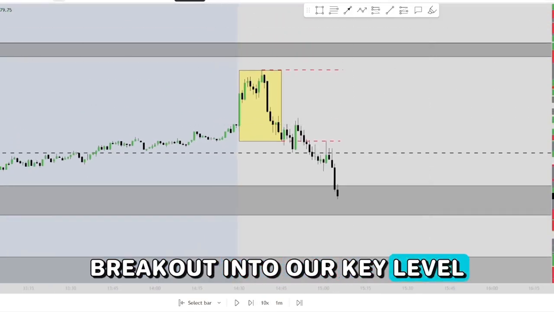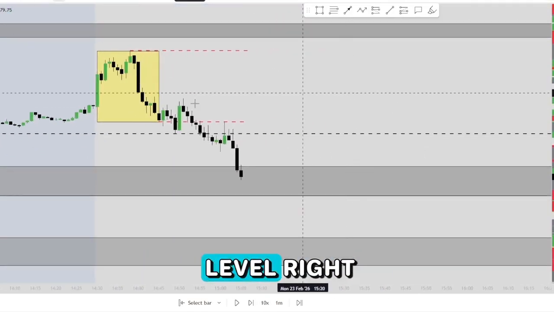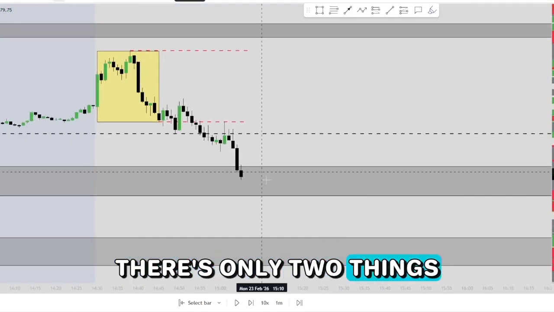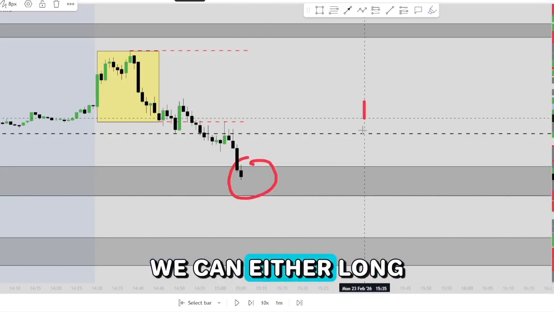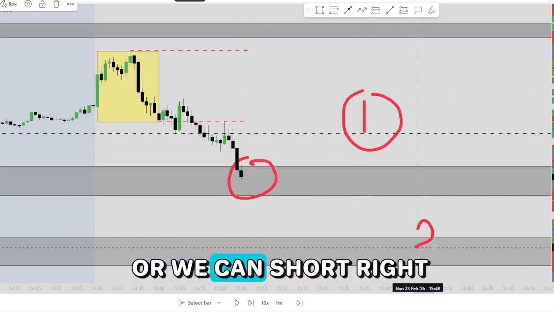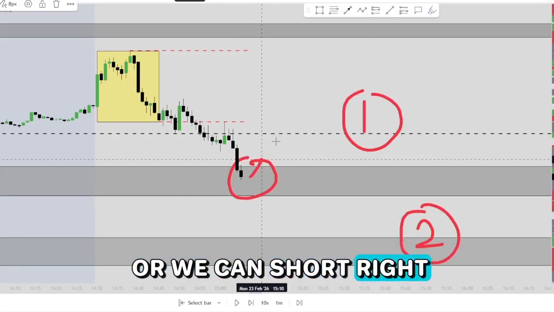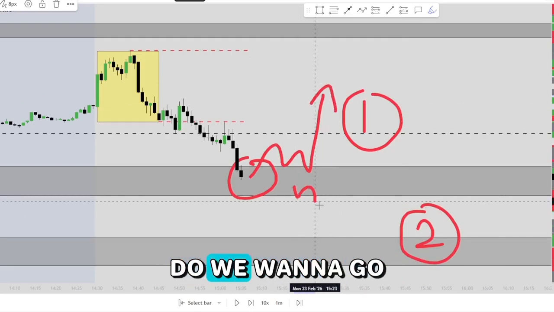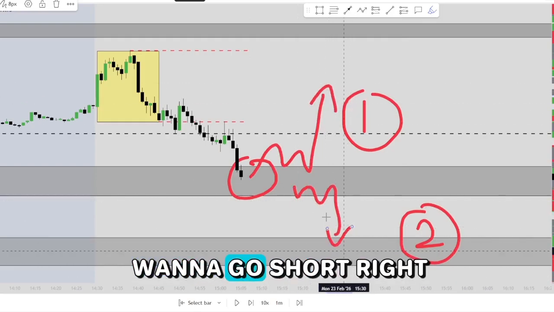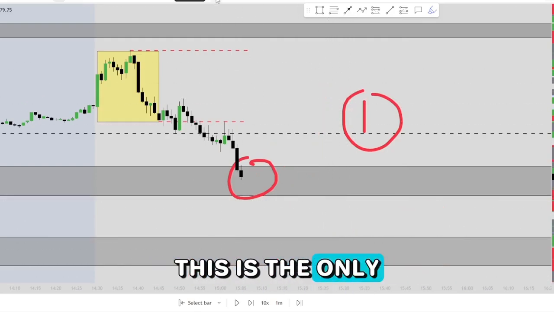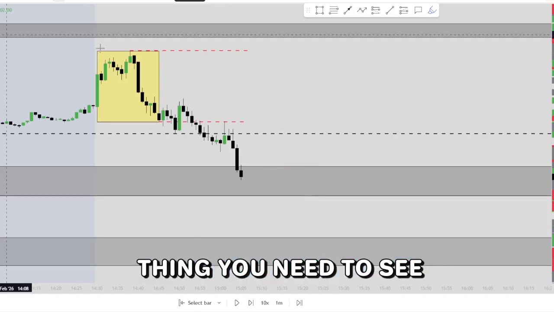Into our key level. So now that we tap into our key level, there's only two things that can happen. We can either long or we can short. This is what we're looking for. Do we want to go long or do we want to go short? This is the only thing you need to see.